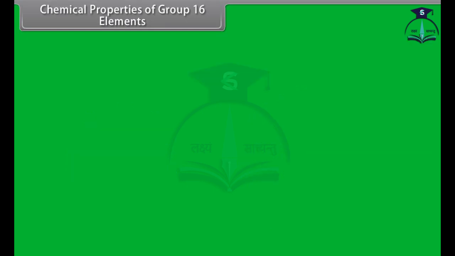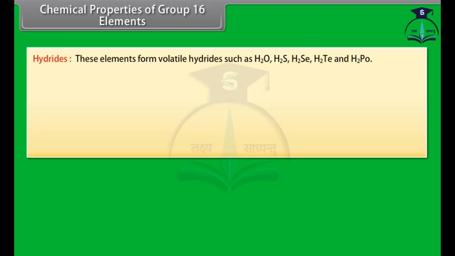Chemical properties of group 16 elements. Oxygen is the most reactive of these elements. Some important trends in the chemical reactivity of the compounds of these elements are following. Hydrides. These elements form volatile hydrides such as H2O, H2S, H2Se, H2Te and H2Po.